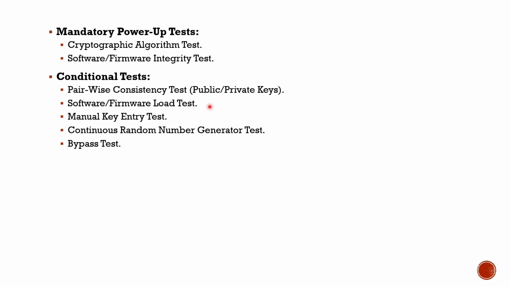Going through the next part, the software or firmware load test. This verifies the integrity of the software or the firmware loaded externally into the module. It only applies to validated software or firmware components. This can use the HMAC algorithms or the message authentication codes. The calculated result is then compared to the previously generated result.